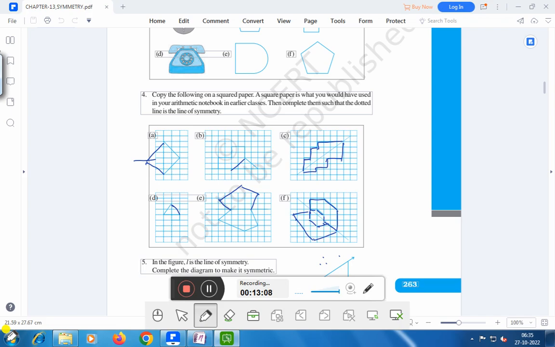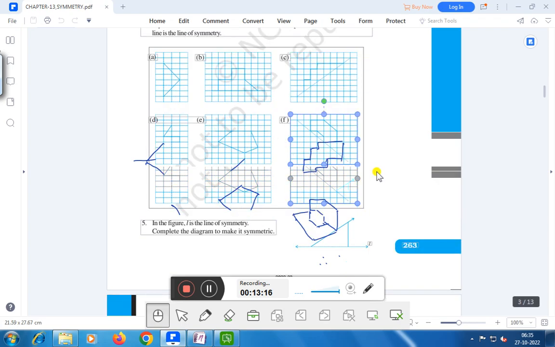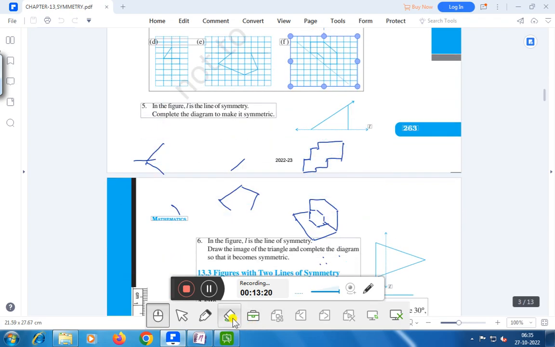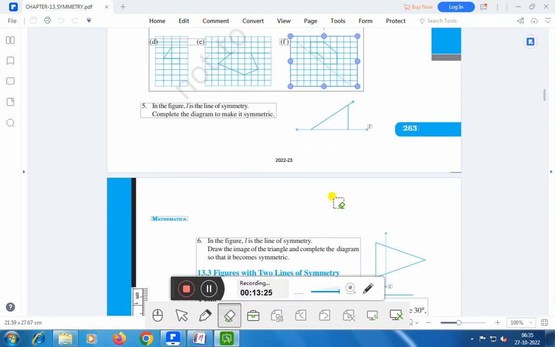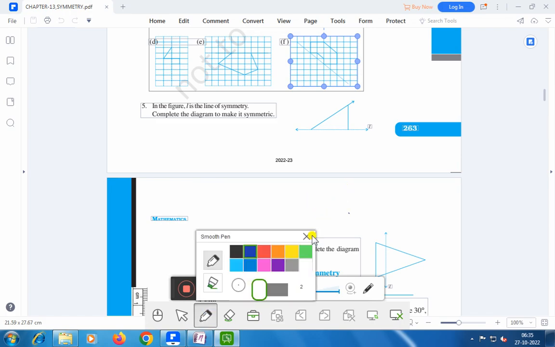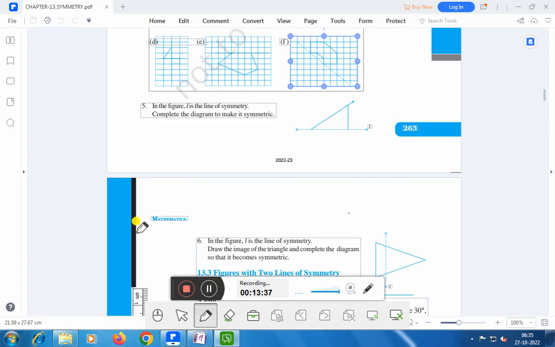Now, the next question is question number 5. Question number 5 is, you see, in the figure, L is the line of symmetry. Complete the diagram to make it symmetric, right? You have to complete this diagram. That means you have to draw the same as this.